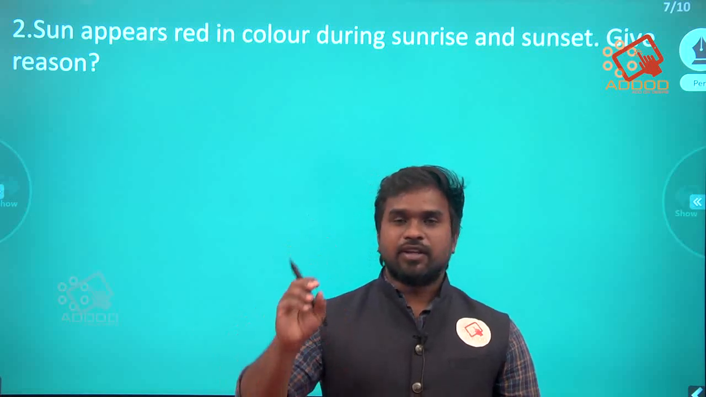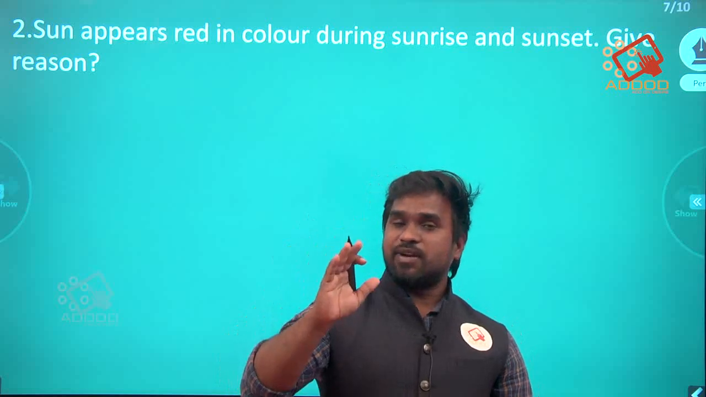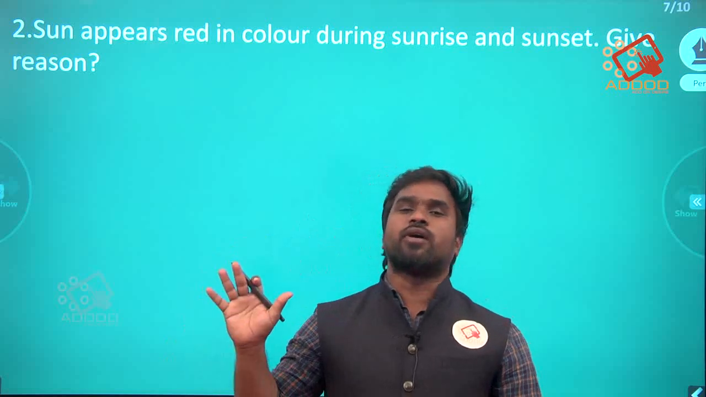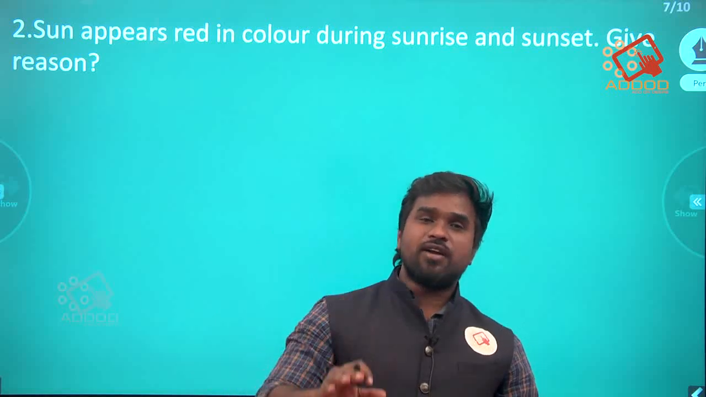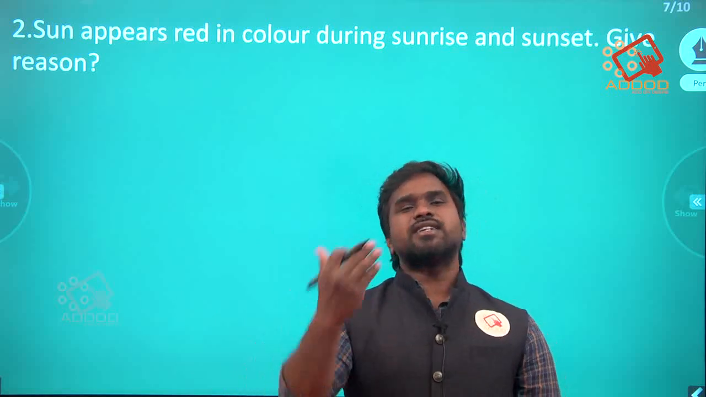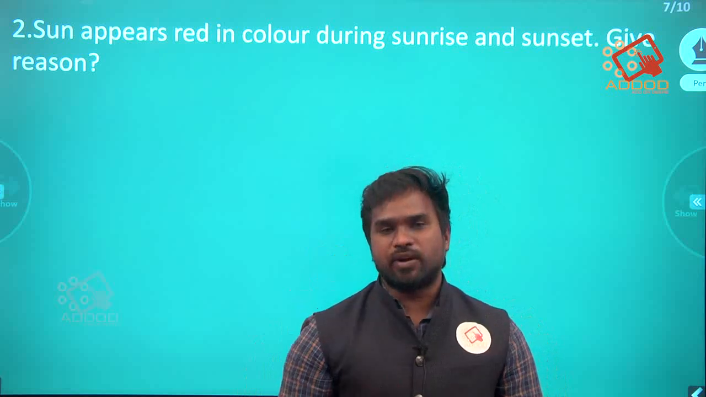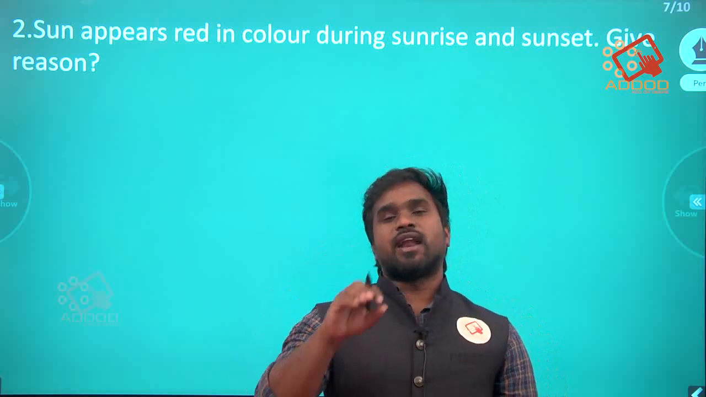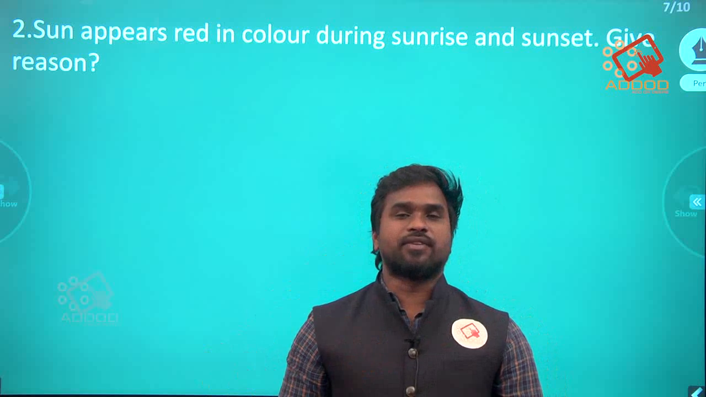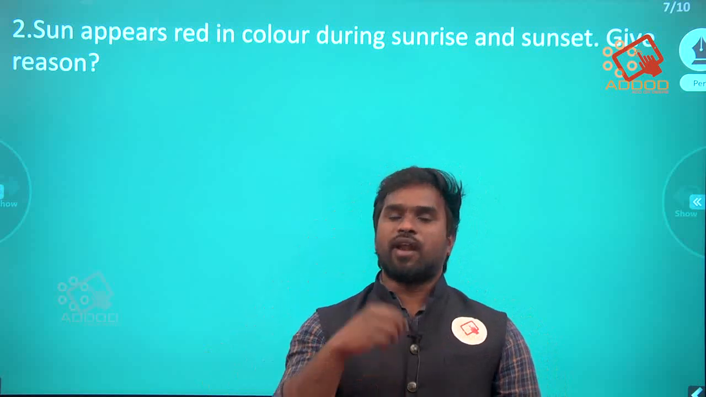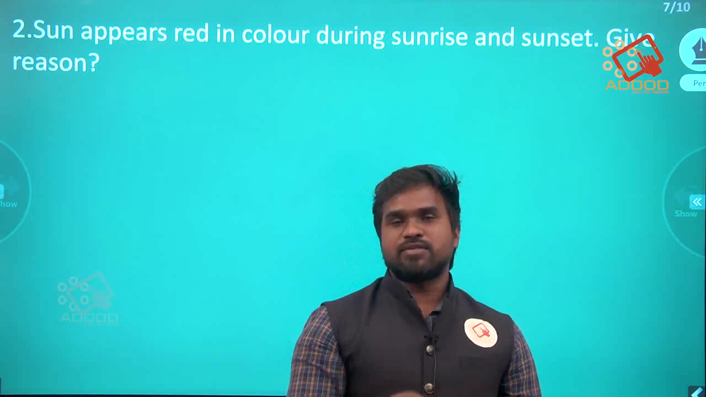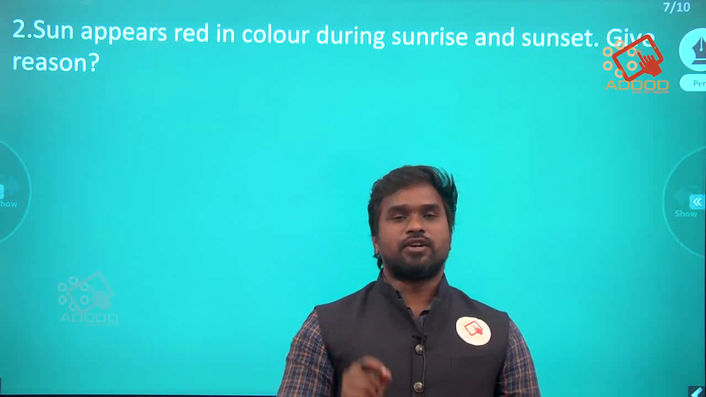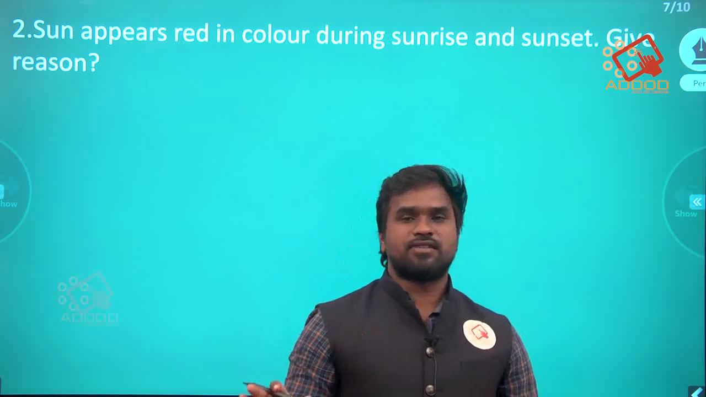Okay, understand? Because the distance between the sun and earth is more compared to the noon time, and also the light travels a long distance compared to the noon time. In this process, the red does not undergo scattering. It directly enters our eye. That's why the atmosphere appears red during the sunset and sunrise time.